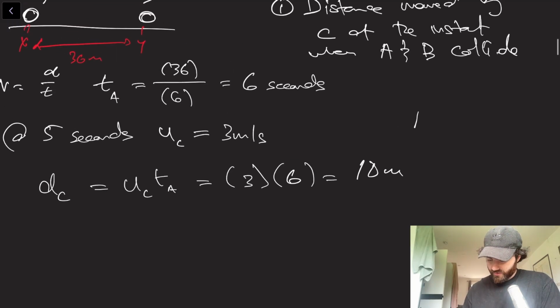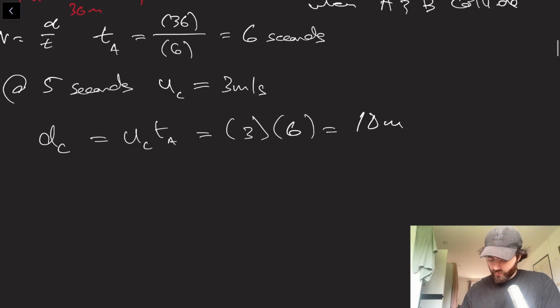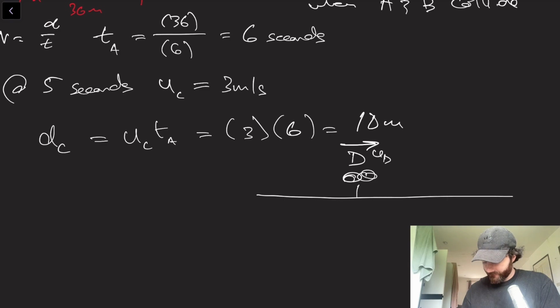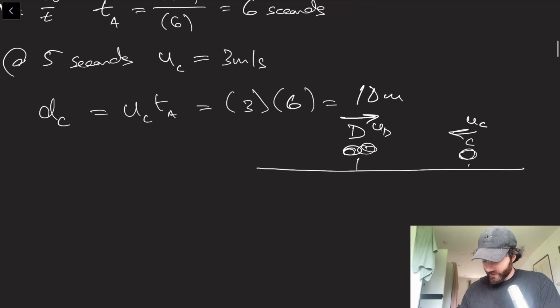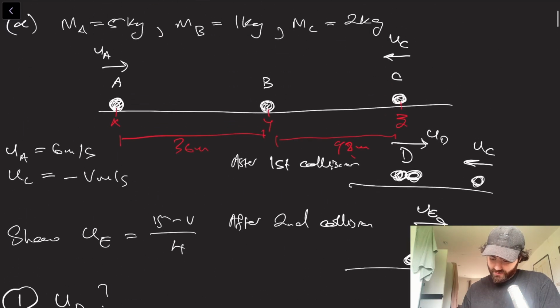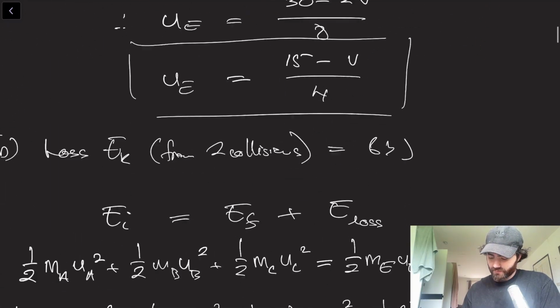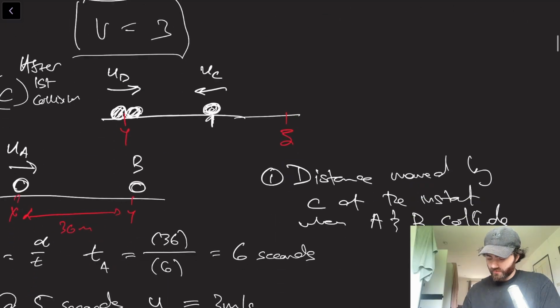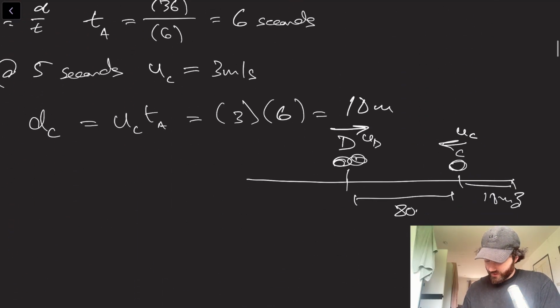When A and B are together as D, they're moving at U of D. C, which is moving at U of C, has moved 18 meters from Z. So this is 18 meters. The distance between them now is going to be 98 minus 18, so the distance between them is 80 meters.